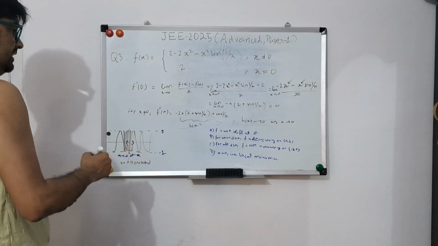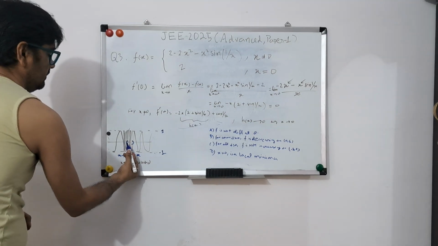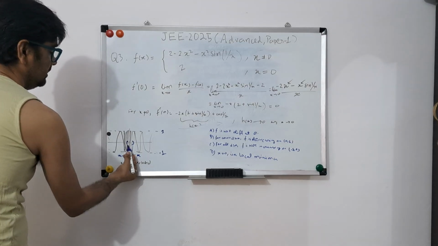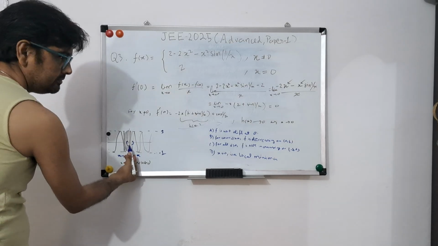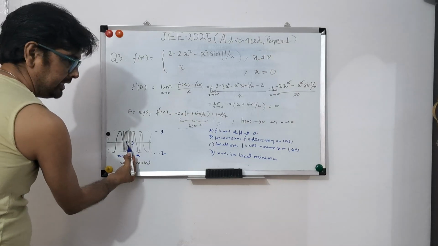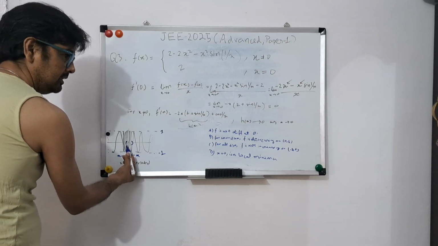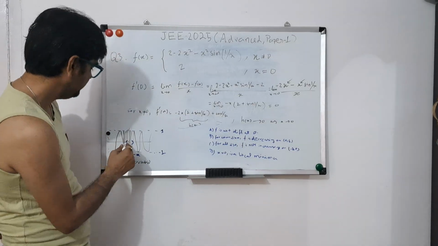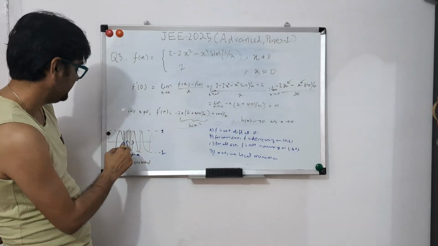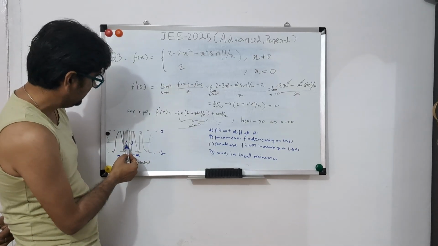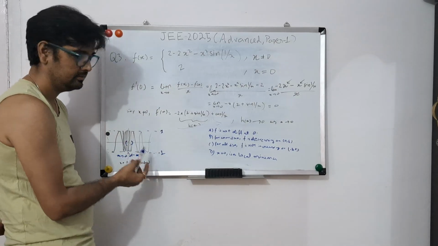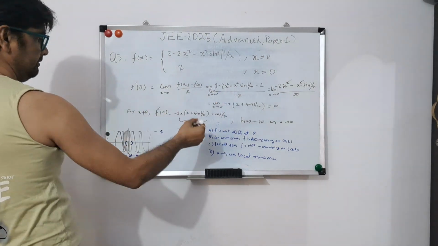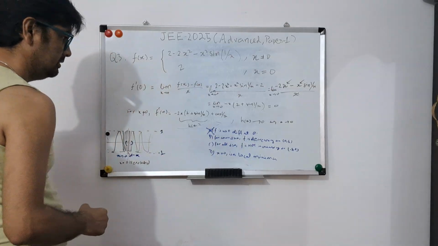So we see that for some delta, for some interval, the derivative does not stay either positive or negative. So the function f is neither increasing nor decreasing within some delta here. So from this first observation, option A is ruled out.